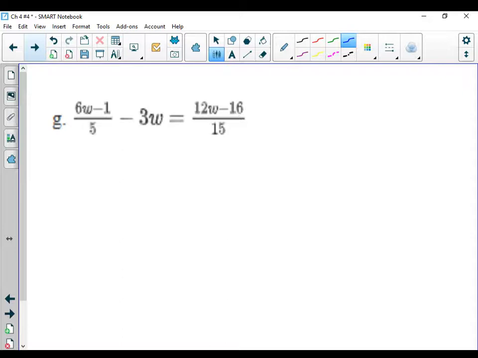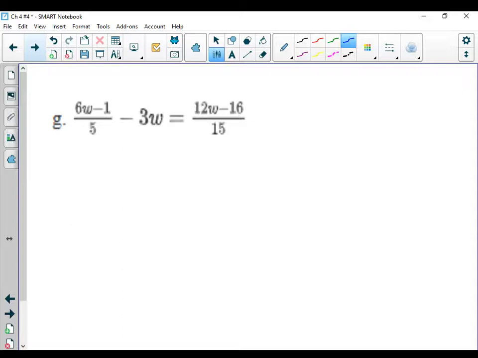All right, another one with fractions. This might be another one where you say, okay, 15 and 5, let's just multiply everything by 15. And that would be a good strategy. That would be fine. I'm going to show you an alternate way that you might attack it, which, again, maybe you like this, maybe you don't.